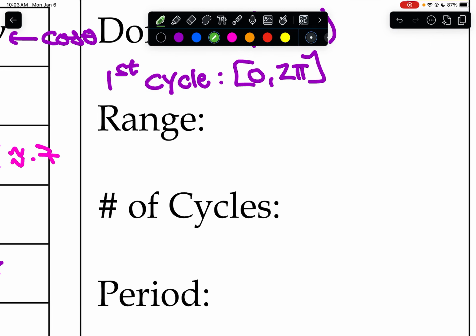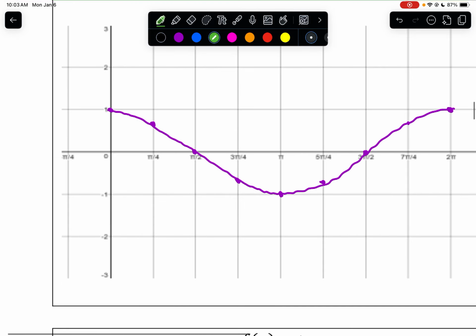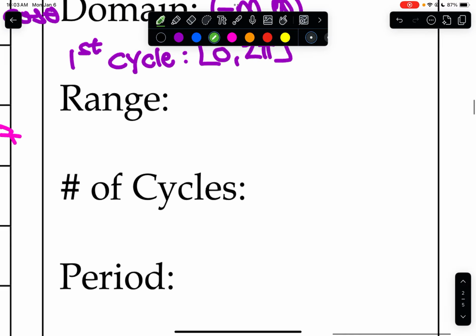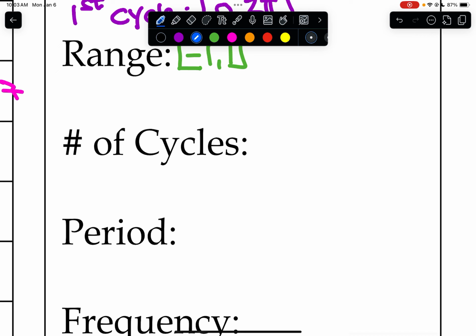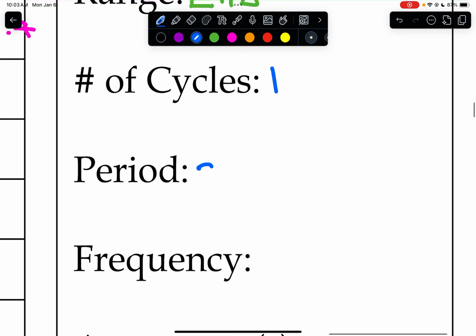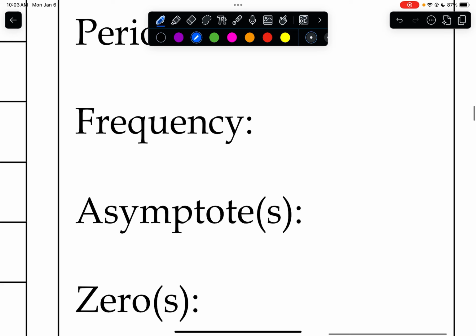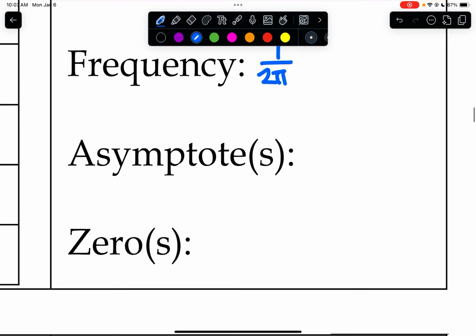So the range, once again, it's going to go all the way down to -1, but it's going to come all the way up in two places, all the way up to +1 on both of those. So your range, from -1 to +1. Number of cycles, well, we only did one cycle, and that's going to have a period of 2 pi, with a frequency of 1 over the period, which is 1 over 2 pi. And then we don't have any asymptotes. We don't have any discontinuities or any values that are undefined.